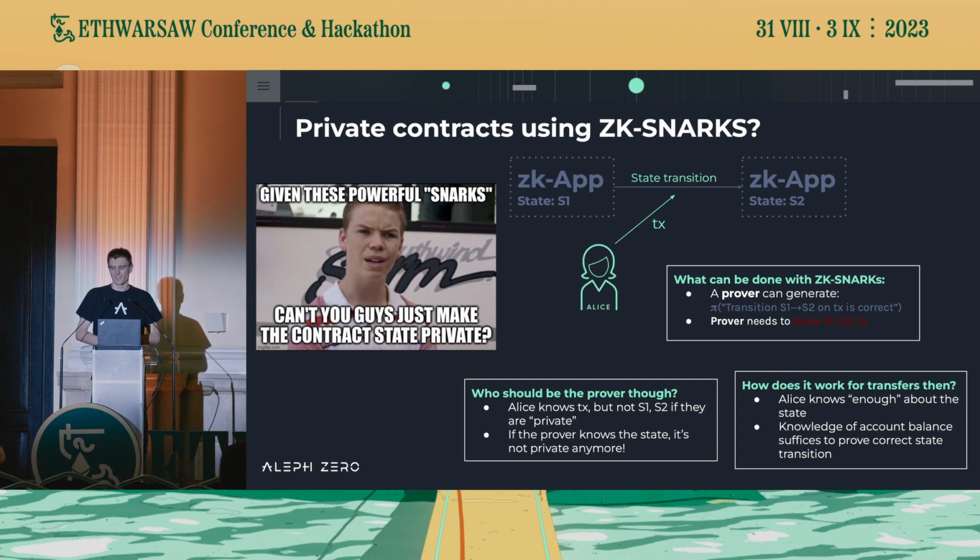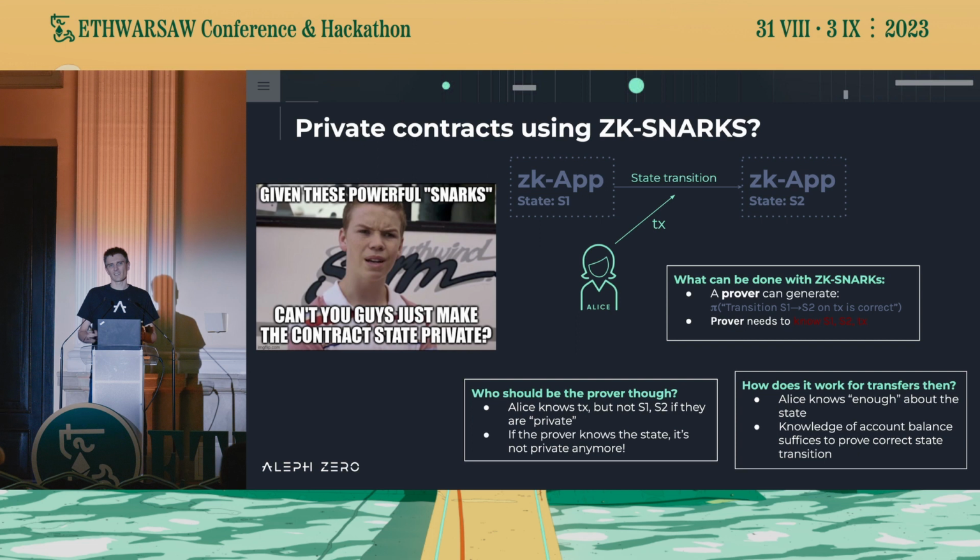So again, we have seen a lot of progress in SNARKs, and a lot of people are excited about them, and rightfully so, because they are really powerful and they can give us a lot of things. But what I would like to say is that it's not that they are solving the whole problem of privacy.